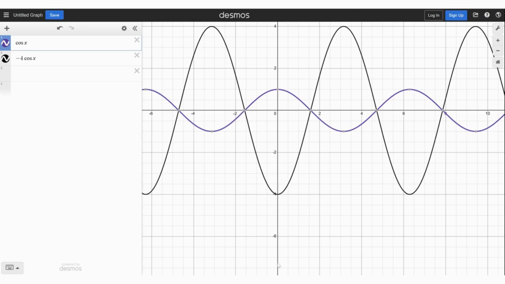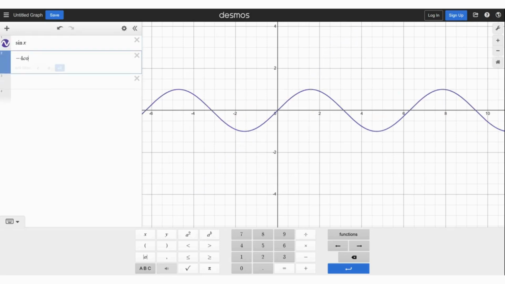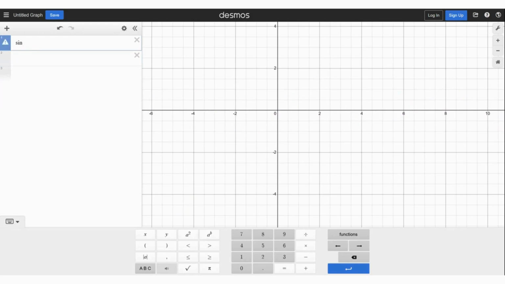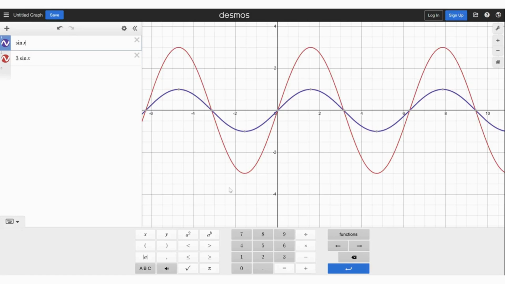All right, let's try regular sine x, and let's try 3 sine x. Look at that, and then we're going to take a break. Uh-oh, I didn't do that right. All right, regular sine x is in purple. So did it reflect in this case? For the first example we did, was there a reflection?